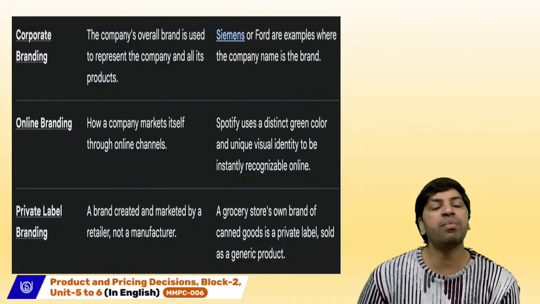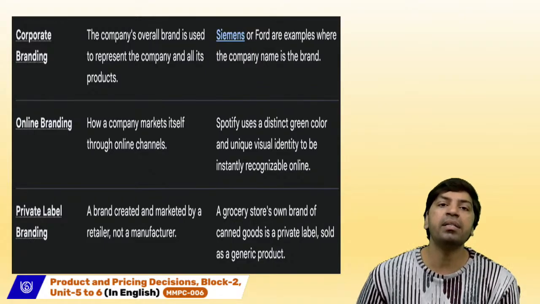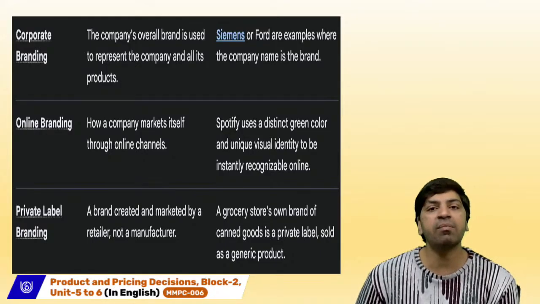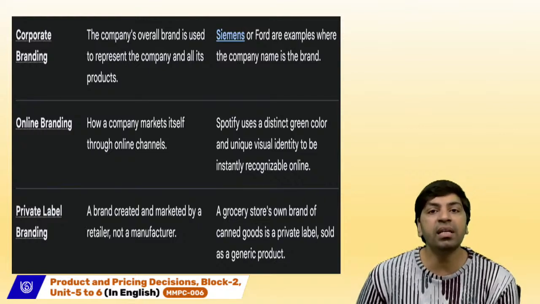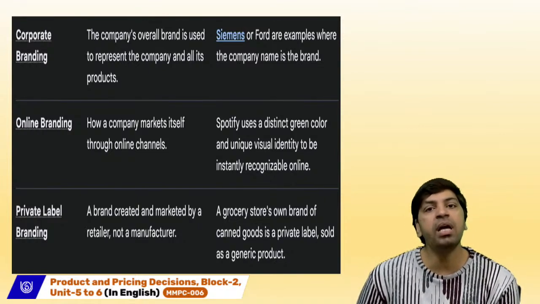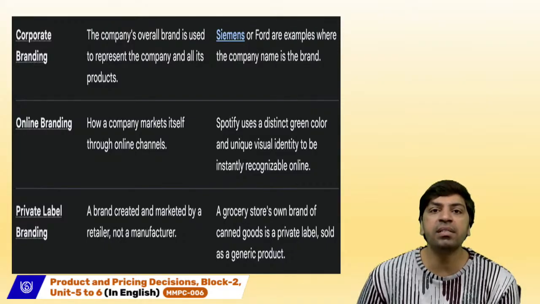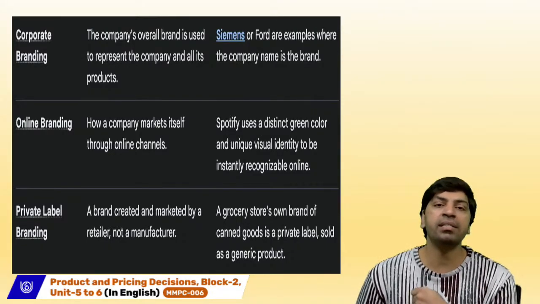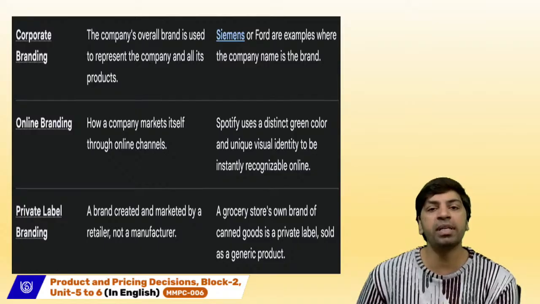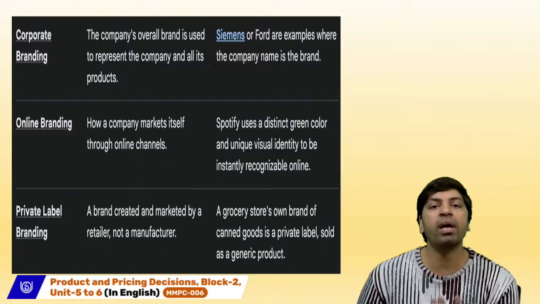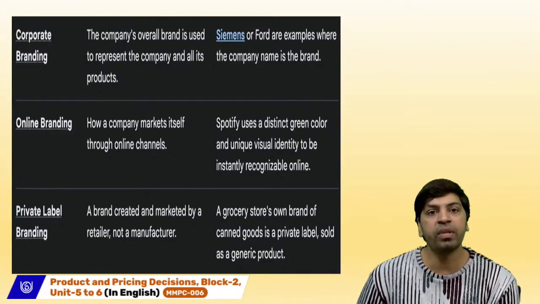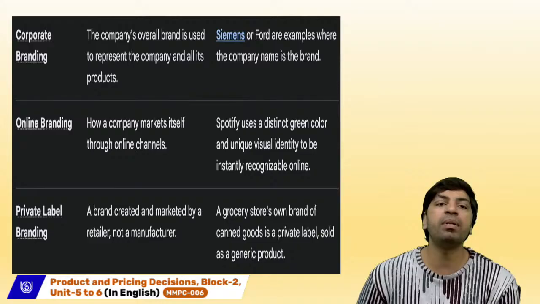Next is online branding. It refers to how a company markets itself through online channels. Spotify, for example, has a distinct green color and unique visual identity, so that the customer can easily identify, oh, it is Spotify, and we use it to listen to and enjoy music online.